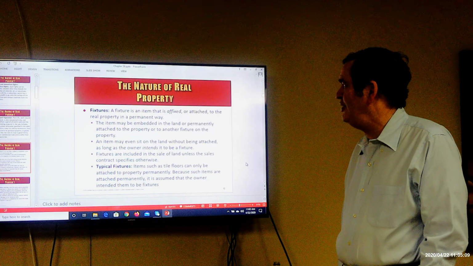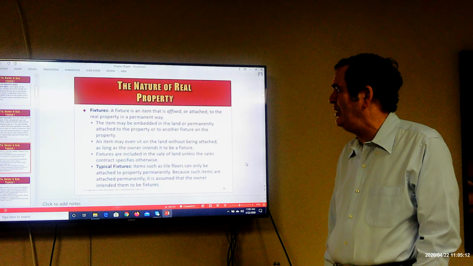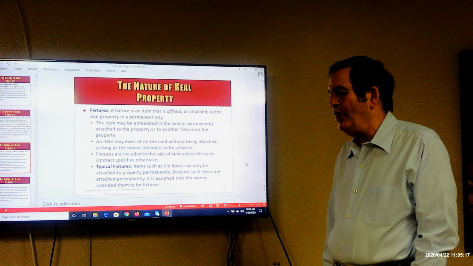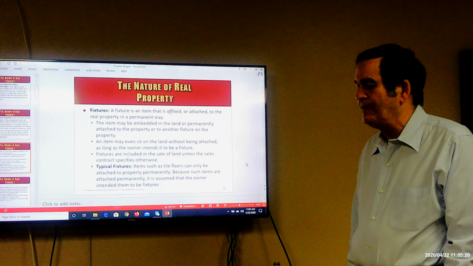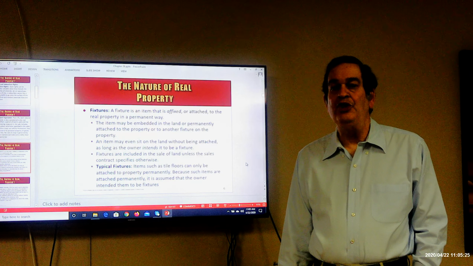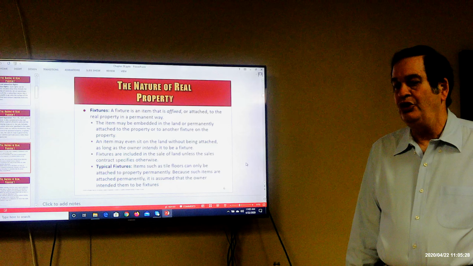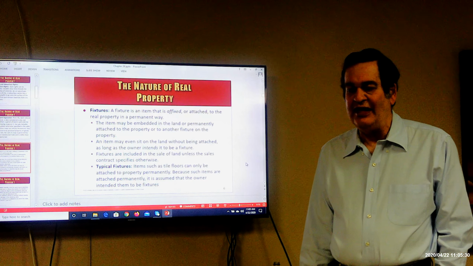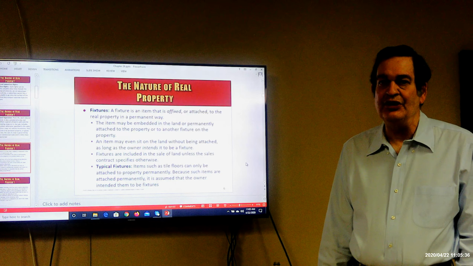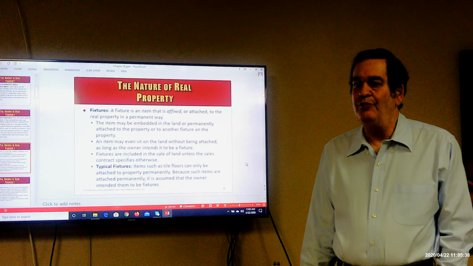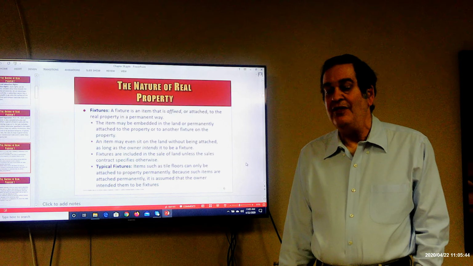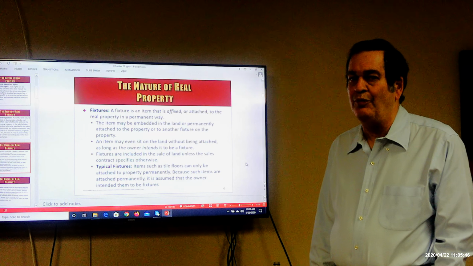A fixture, this is an important area. A fixture is an item that is affixed or attached to real property in a permanent way. So something can be a fixture at one point and not a fixture at another point. For example, I like to use this example. If you are a renter and you buy a bookcase at IKEA and you put it against the wall, that's not a fixture, okay, because it's not permanently attached. However, if you buy something that you permanently attach to the wall, like you build in a bookshelf, then that becomes a fixture, and that's part of the real property.